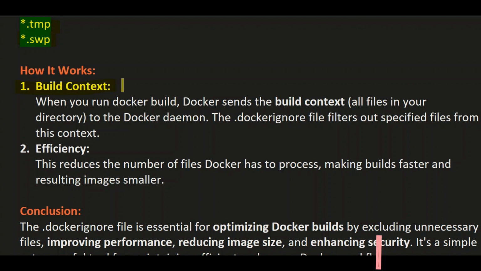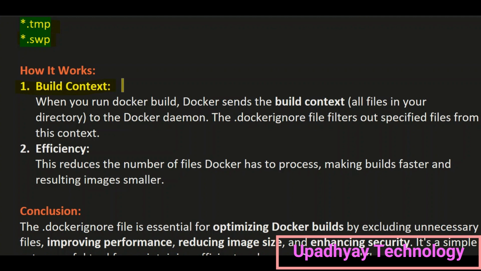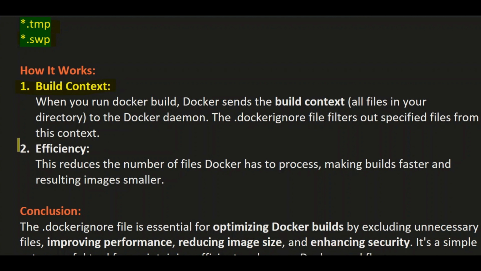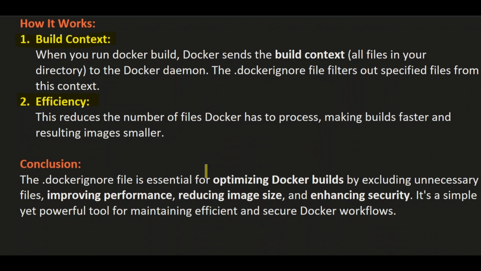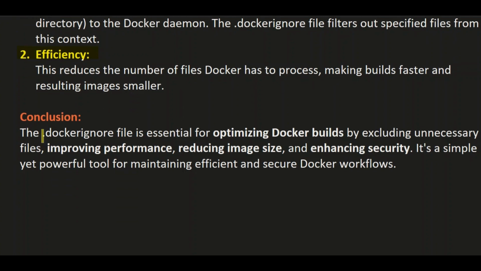How it works. 1. Build context. When you run docker build, Docker sends the build context, all files in your directory, to the Docker daemon. The dockerignore file filters out specified files from this context. 2. Efficiency. This reduces the number of files Docker has to process, making builds faster and resulting images smaller.